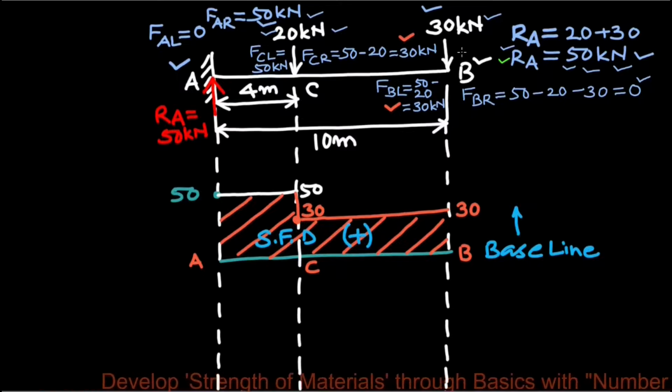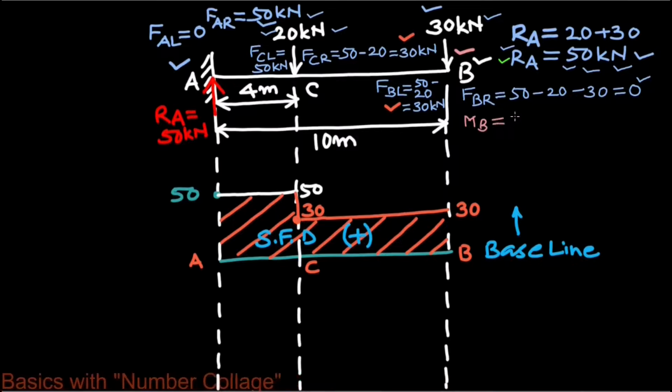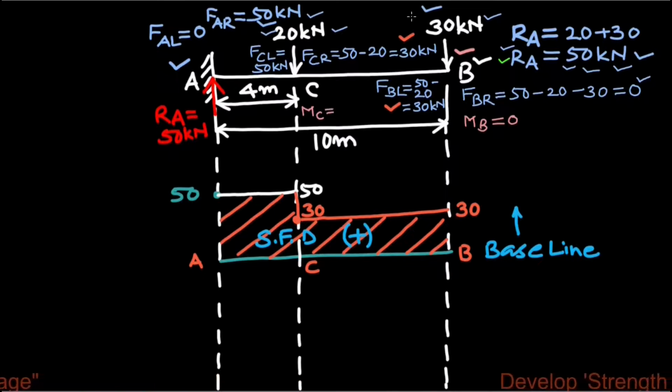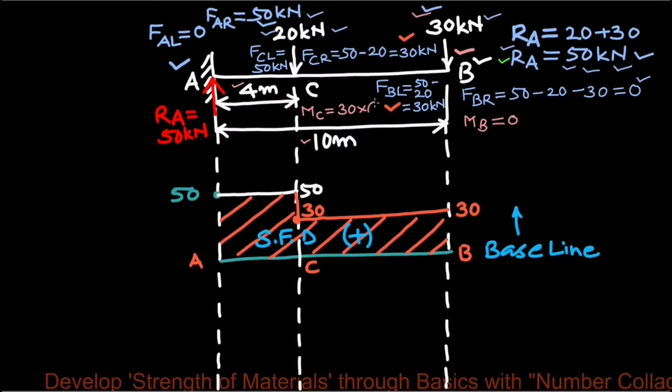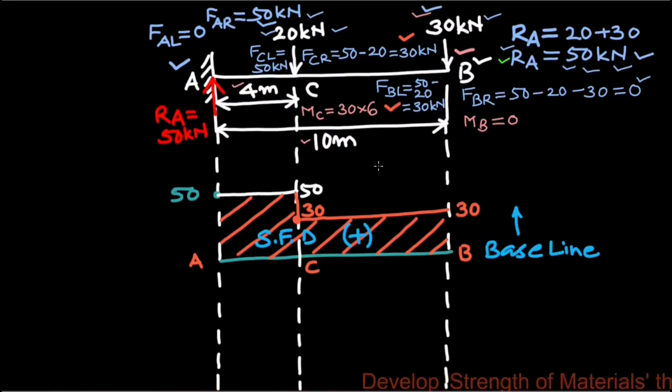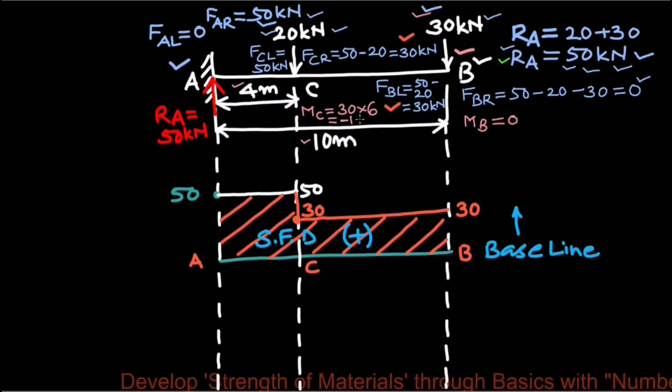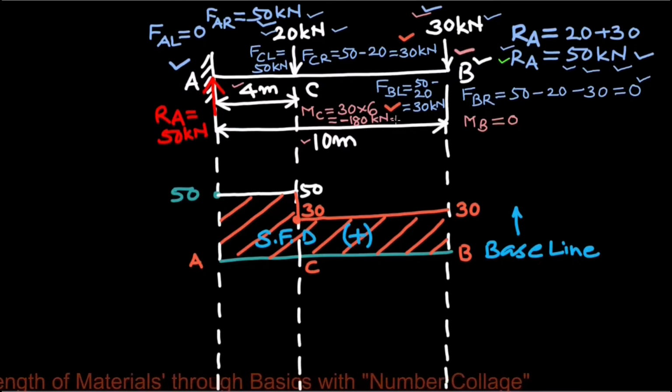Bending moment at point B, MB, will be 0 because it is the free end of the cantilever. Bending moment at point C, MC, will be this 30 kilonewton multiplied by distance 10 minus 4, that is 6 meter, and it's going to be hogging bending moment, so it will be minus 180 kilonewton meter.